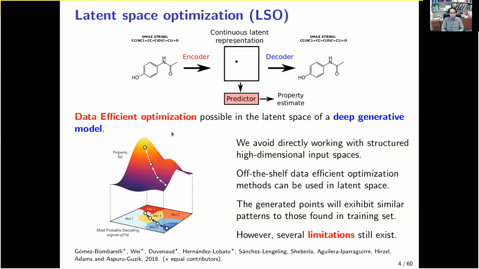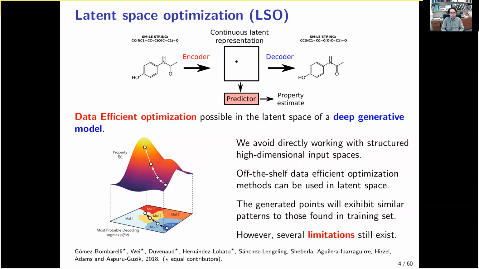It allows us to solve some of the challenges of this type of optimization problem. We are now working in a continuous latent space, which is going to be of a low dimensionality, so we avoid working with a structured high-dimensional input from the original problem. We can also use existing efficient optimization methods in latent space, such as Bayesian optimization methods, that will allow us to collect the data efficiently to find new molecules with improved properties.